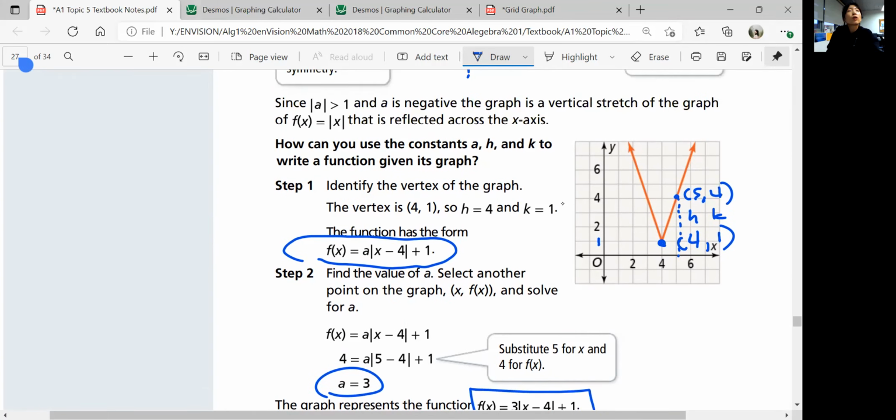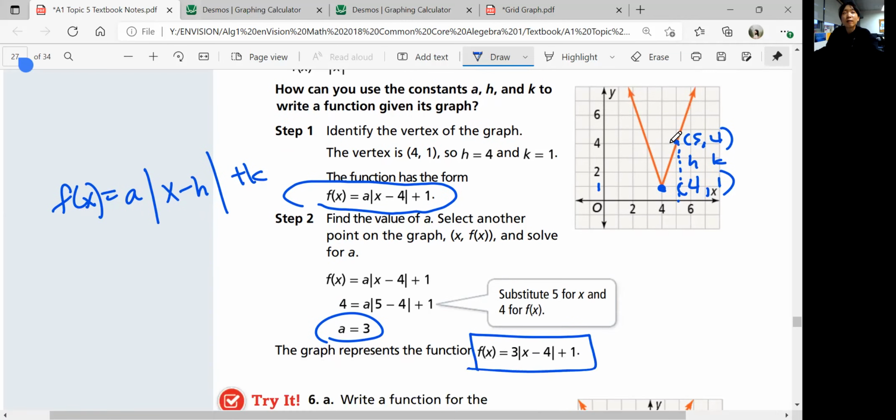Okay, so make sure you know the form. f of x is equal to a times absolute value of x minus h, plus k. Use this form to figure out a, h, and k from the graph. And that's going to be your equation.